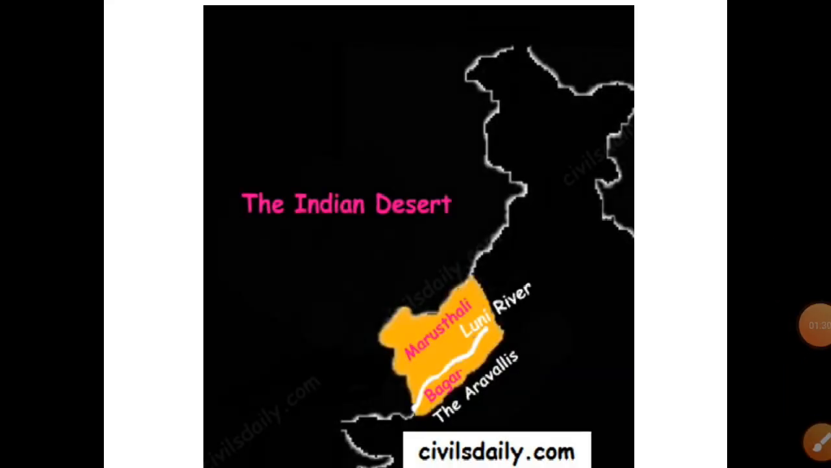Next we saw the Indian Desert, which is also called Thar Desert. Here the Aravalli Range acts as a boundary between the Peninsular Plateau and the Indian Desert. Thar Desert is divided into two regions, that is the actual desert region, which is also called Marusthali, and the semi-desert region, which is called Bangar.